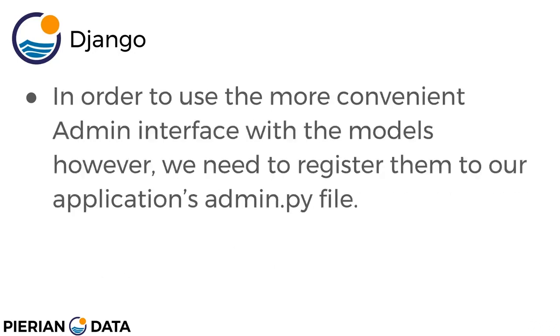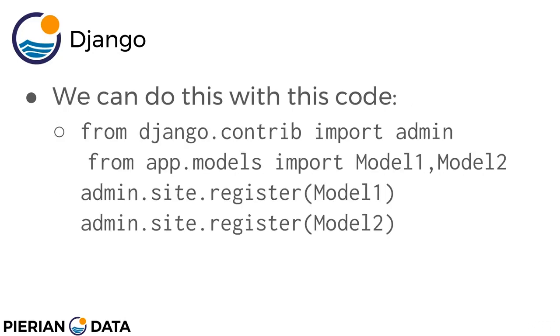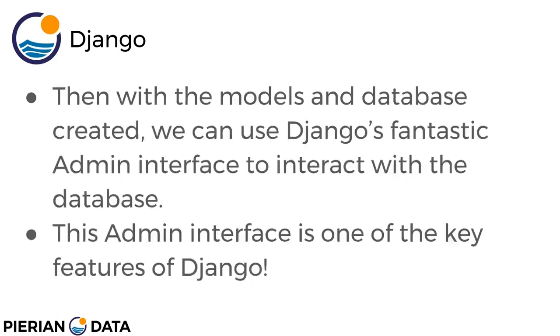So in order to use the more convenient admin interface with the models, however, we need to register them to our application's admin.py file. And we can do this with the following code. We say from django.contrib import admin, and then from app.models, or whatever app happens to be named, you import the actual models, model1, model2. In those previous examples, that would be things like Topic or WebPage, DateAccessed, etc. And then we say admin.site.register, and you pass in the model as an argument.